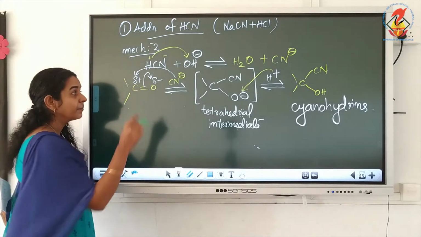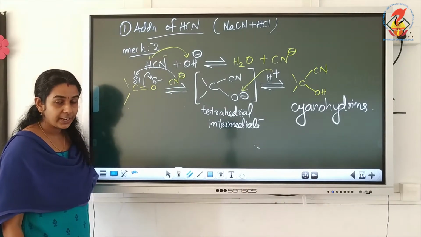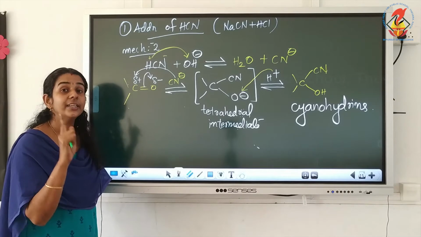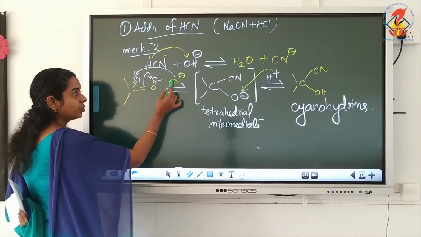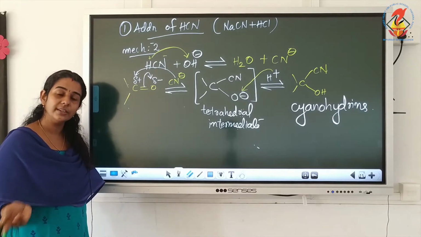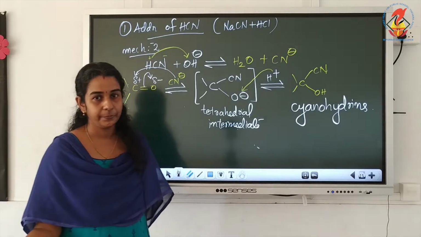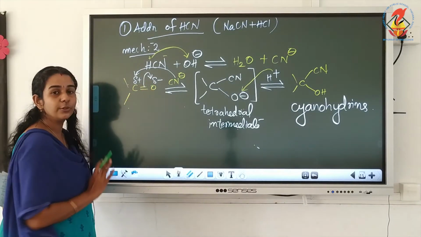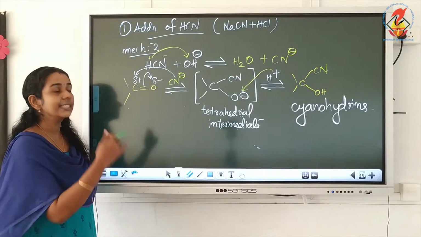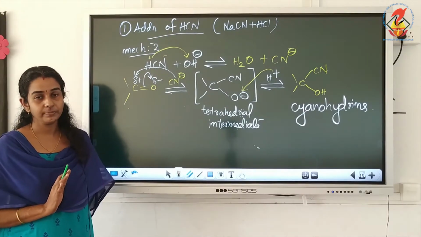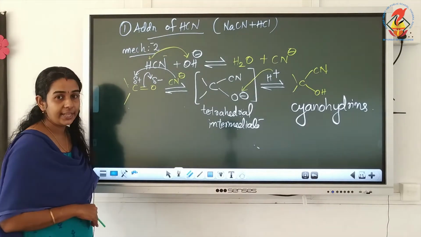We know that in nucleophilic addition reactions, step 1 is the slowest step and the rate determining step. That is the addition of nucleophile. So if the addition of nucleophile becomes faster, the reaction becomes faster. So once again, why is the reaction carried out in the presence of a base? To release CN minus, the nucleophile, faster. Okay, so this is about the mechanism.